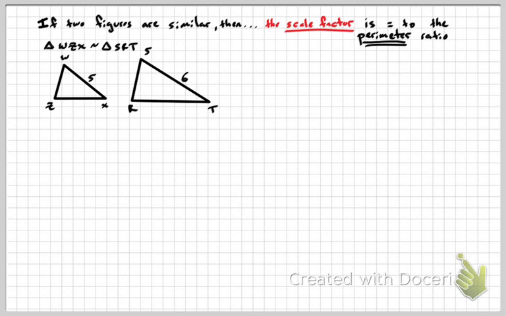Okay? So here we have two triangles, WZX and SRT, and we know that WX corresponds to ST, so we have a ratio of 5 over 6, or our scale factor is 5 over 6. It's already reduced. Now, if the perimeter of triangle SRT is 15, then the perimeter of WZX is what we're going to try to find.